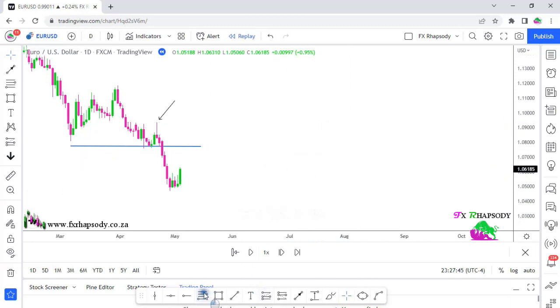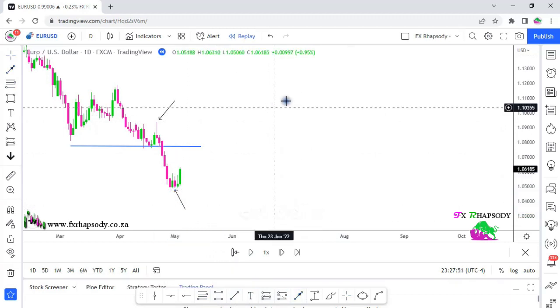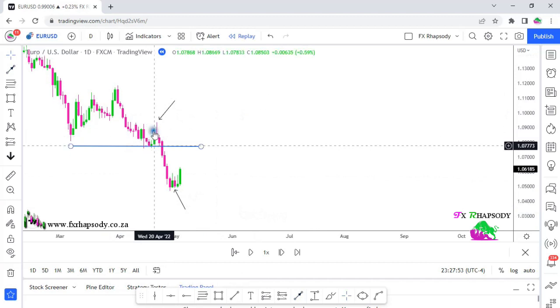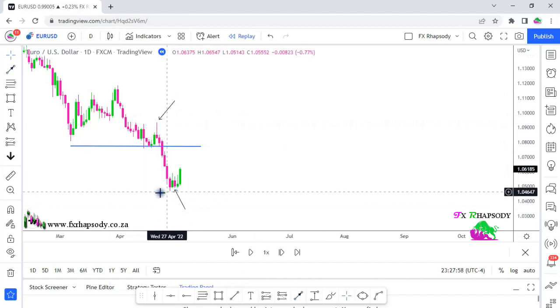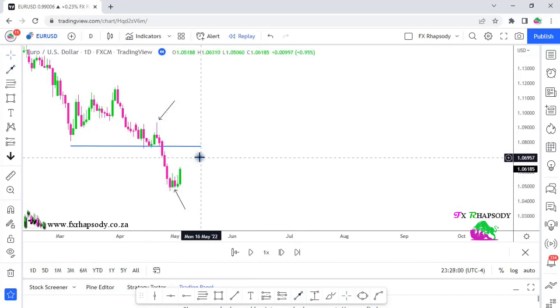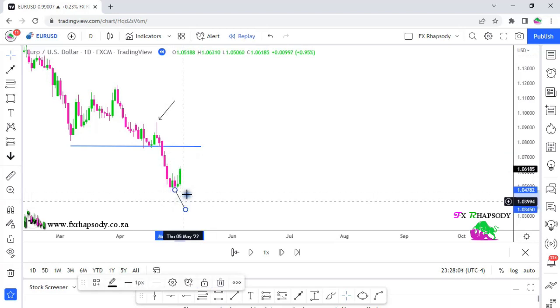Okay, so now we have a swing high, we have a swing low. For those of you that don't know what it is, swing high is the highest point before price moved down, and then we're looking for the lowest point, the swing low, after price moved up, for that retracement. So that is what we're looking for.